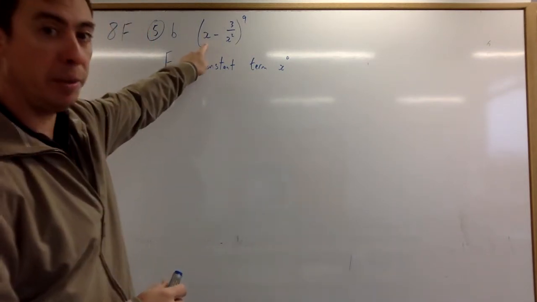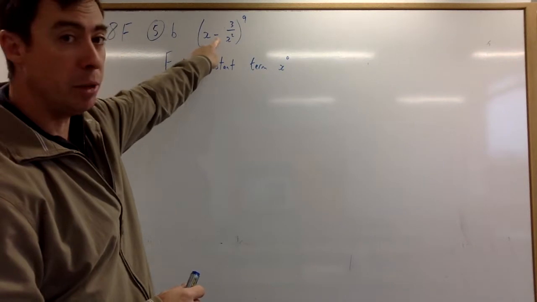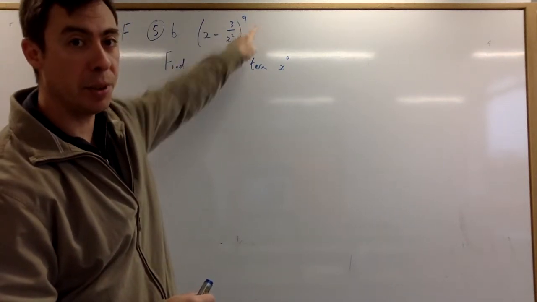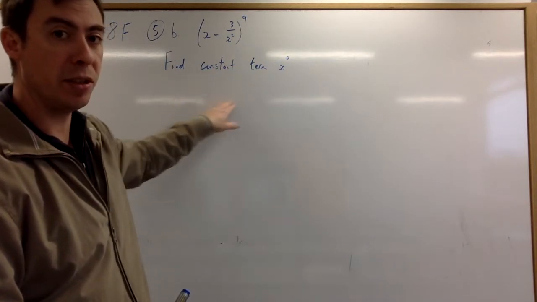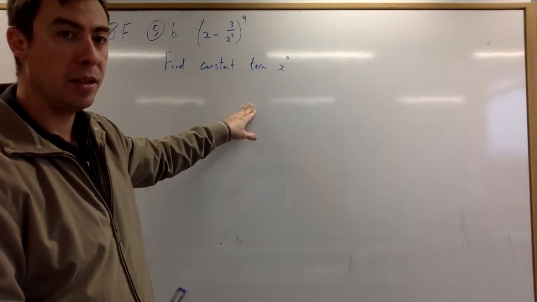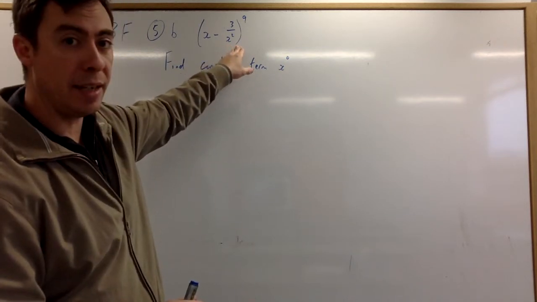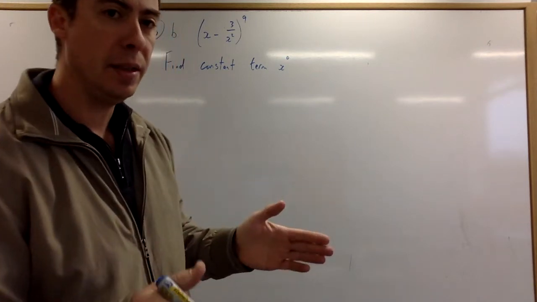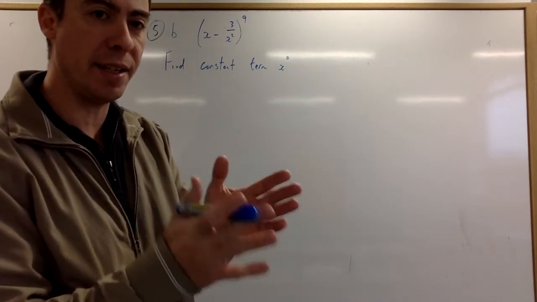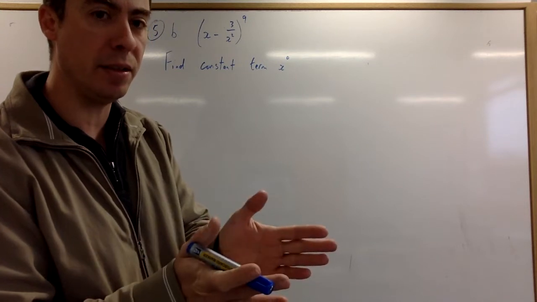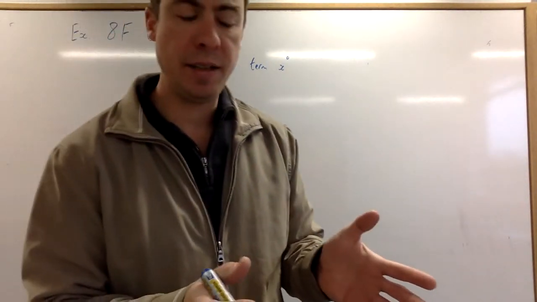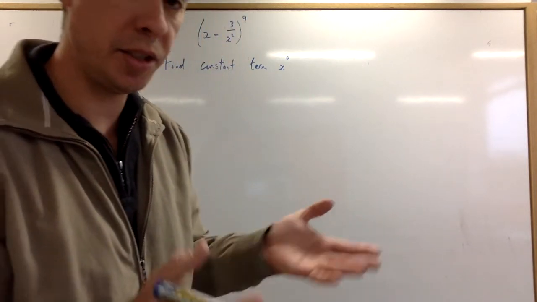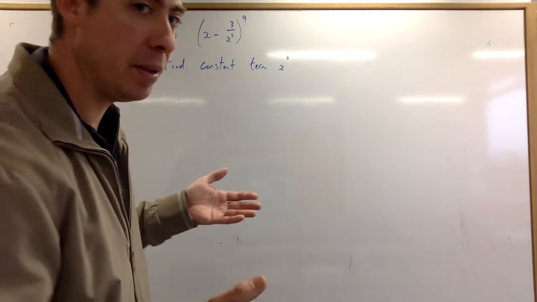So the binomial that we're expanding is (x minus 3 on x squared) all to the power of 9. The question wants to know what's the constant term. If I was to expand this out, I would get 10 different terms. Somewhere in the middle, there would be a term that was just a number, a constant. That means there's no x. It's just a number.